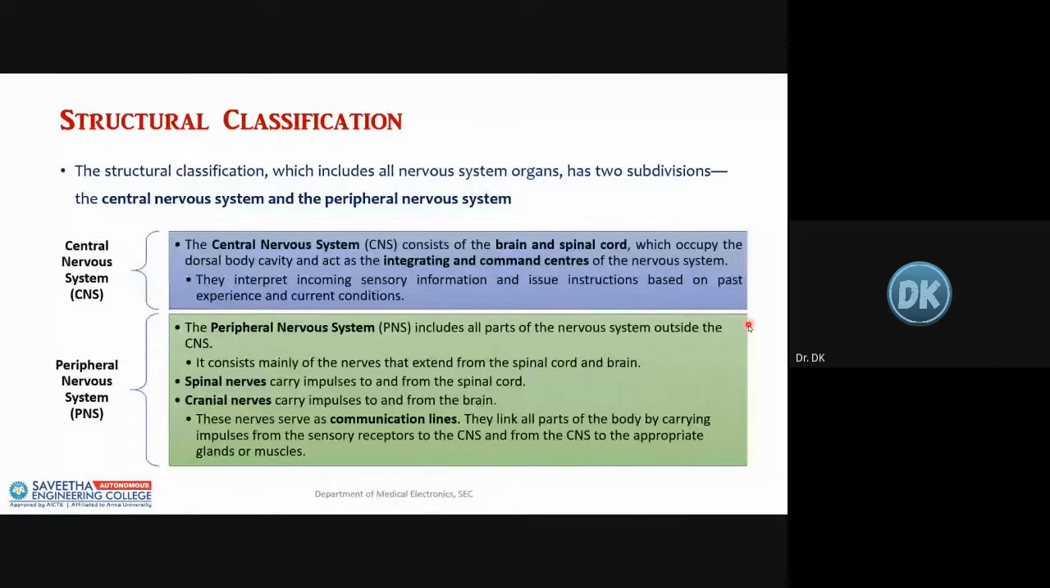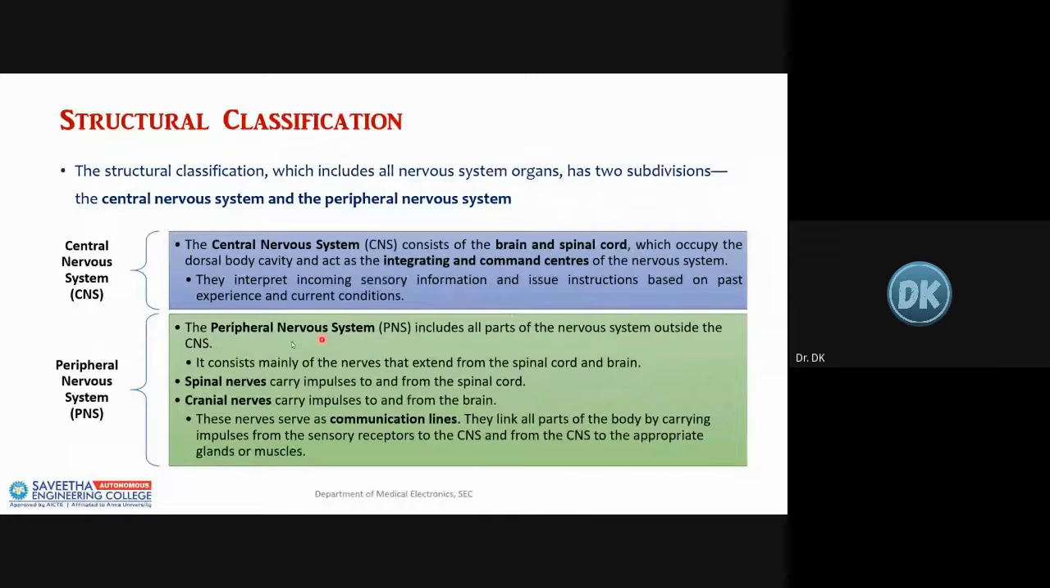Structurally, if we classify based on your anatomy, you have the central nervous system and the peripheral nervous system. In the flow chart we saw, we are going to see each one in detail. First is the central nervous system. It consists of brain and spinal cord, which we already know. These two act as your integrating and command center. All the input from your sense organs and body goes to the brain and spinal cord. The brain and spinal cord will decide what to do and send the output to the motor neurons.